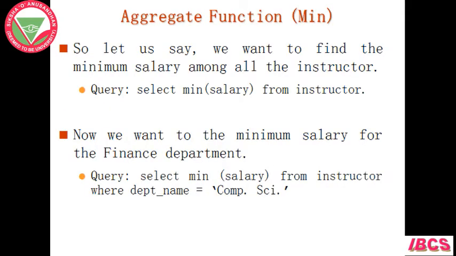So let us say that we want to find the minimum salary among all the instructors. Here, in the aggregate function min, we can write the query as select min(salary) from instructor. What this query will do is help us find the minimum salary from all the instructors. Now let us say we want to find the minimum salary from the finance department. So the query would be select min(salary) from instructor where department name is equal to finance.